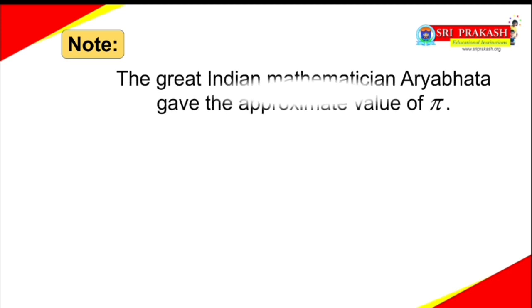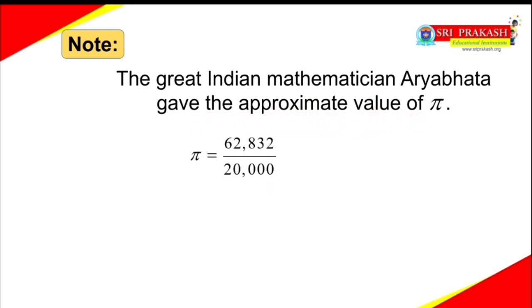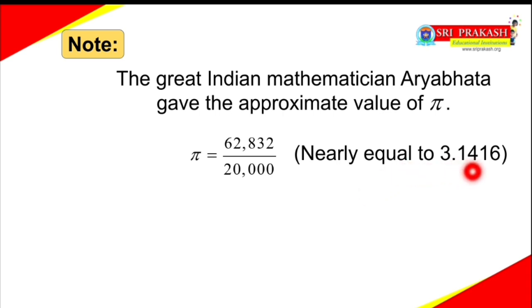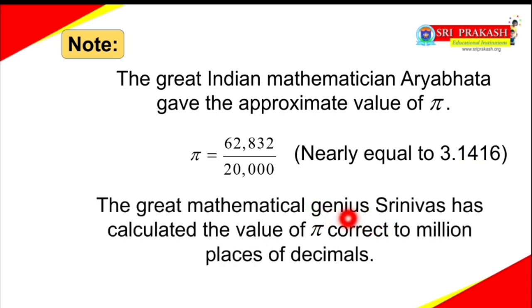Note: the great Indian mathematician Aryabhatta gave the approximate value of pi, that is, pi is equal to 62,832 by 20,000. Nearly it is equal to 3.1416. The great mathematical genius Srinivasa Ramanujan has calculated the value of pi correct to a million places of decimals.